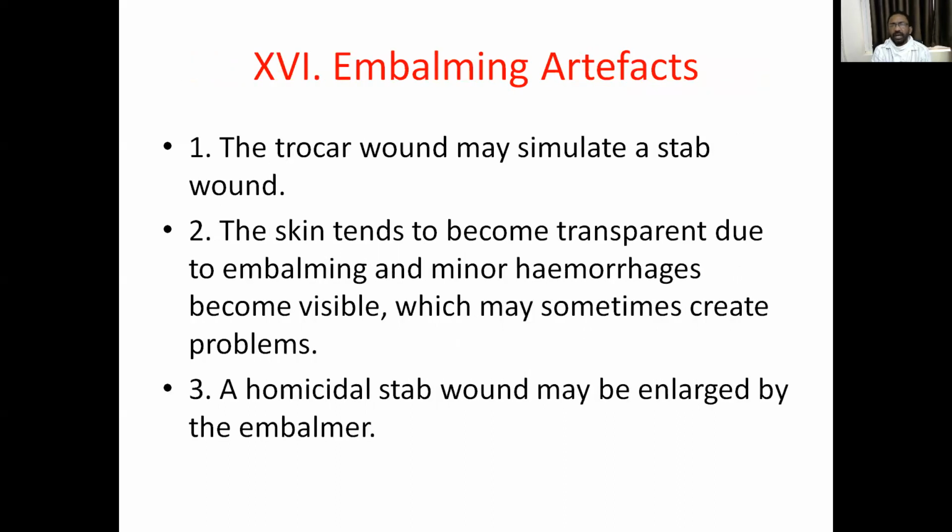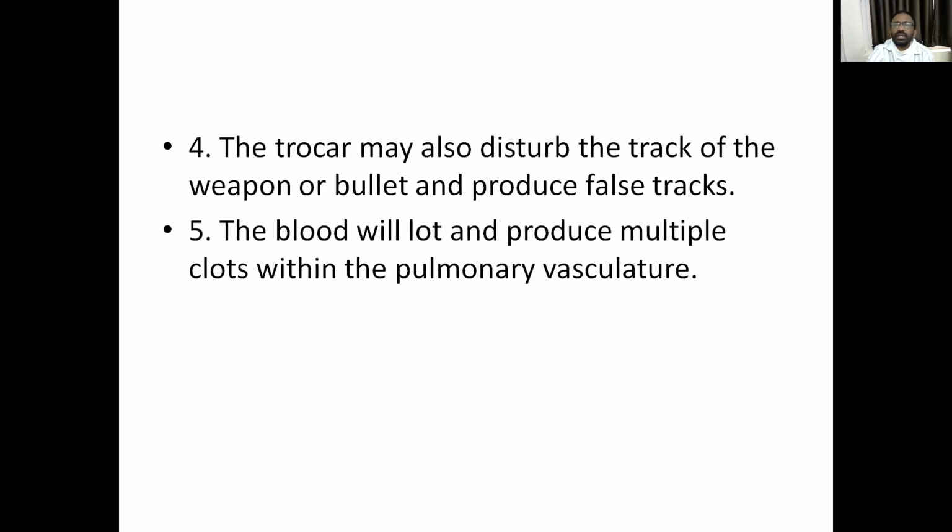Embalming artifacts. Artifacts caused due to embalming. The trocar wound, I told you. The skin tends to become transparent due to the embalming liquids, and minor hemorrhages become visible, which may sometimes create problems. A homicidal stab wound may be enlarged by the embalmer. Through that, the trocar is introduced. With the lacerated or stab injury, the trocar is introduced and the embalming liquid is introduced into the dead body. It may not be mistaken. And the trocar may also disturb the track of the weapon or the bullet and produce false tracks.